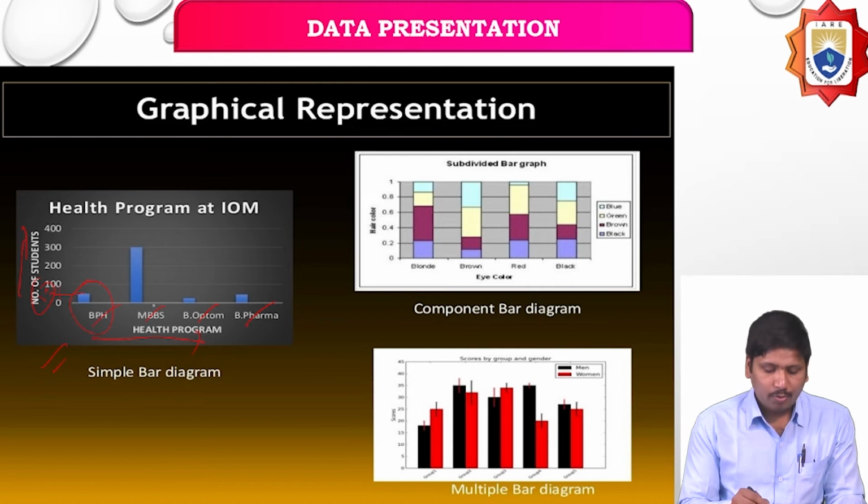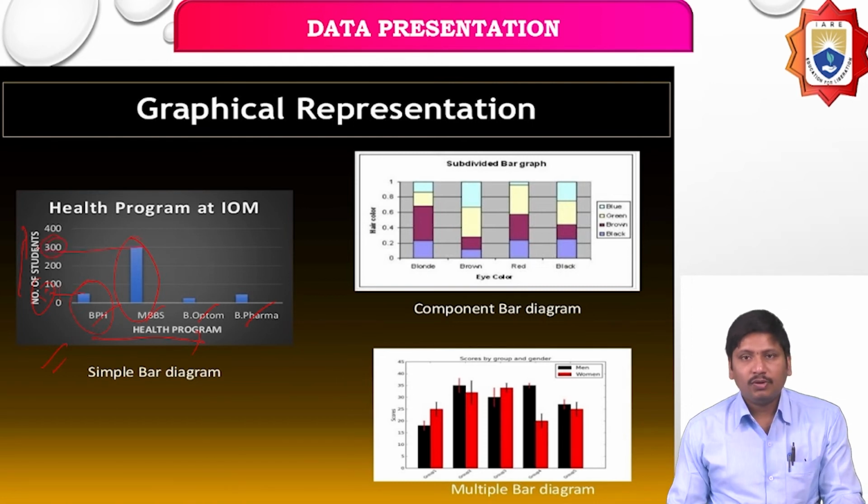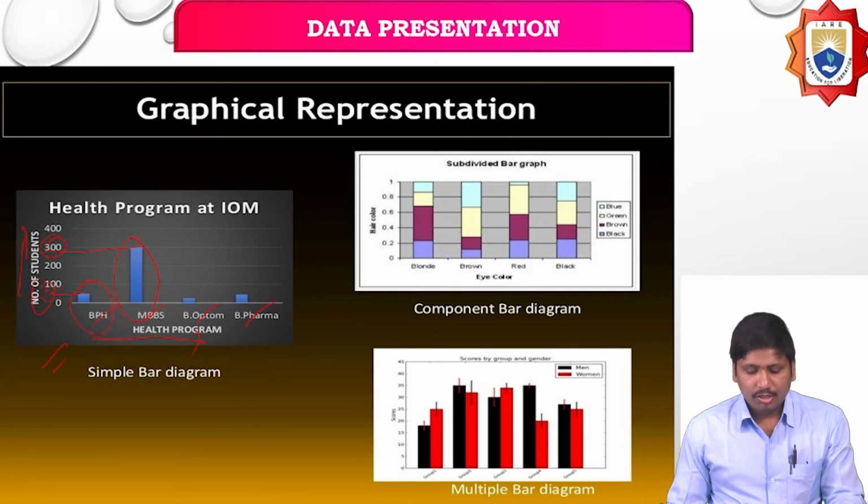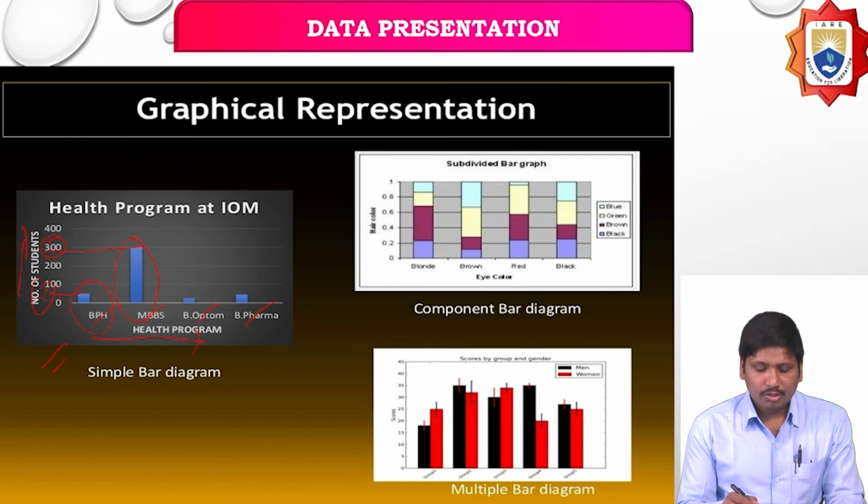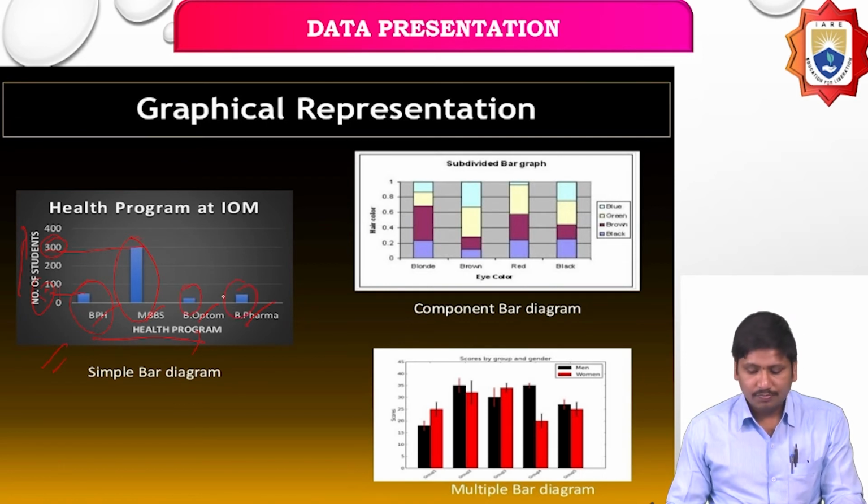Similarly, I can see in this graph MBBS. How many students are studying this? It lies at 300. So 300 is the number of students studying MBBS. Like this, I can represent and read the data very easily by seeing the diagram. It's a bar diagram.